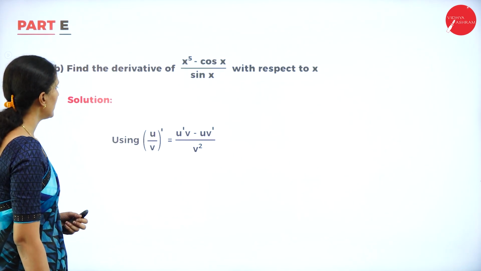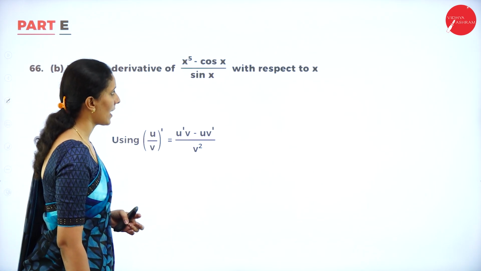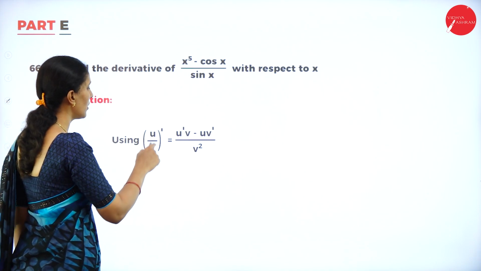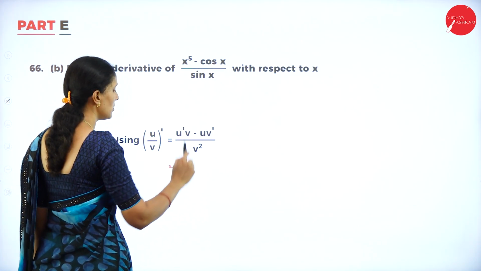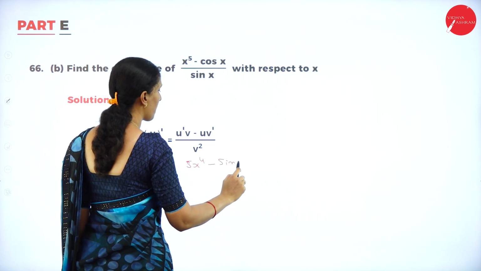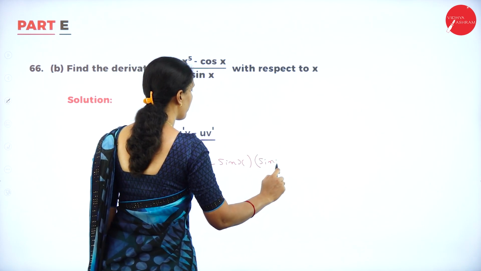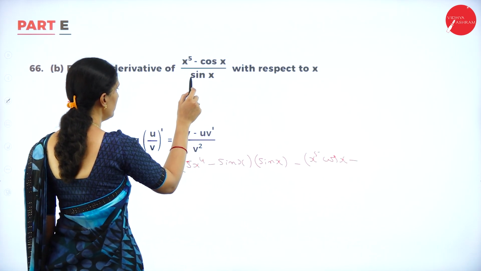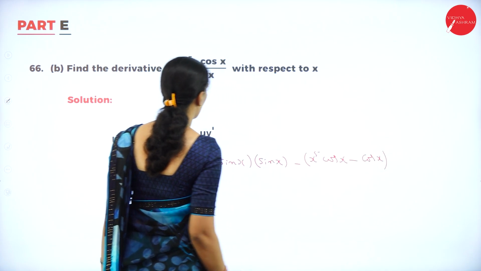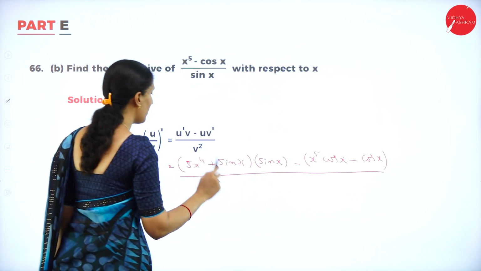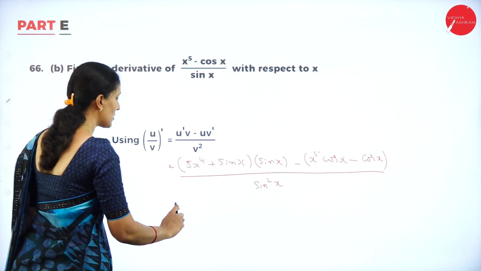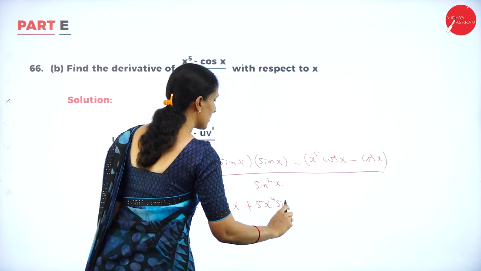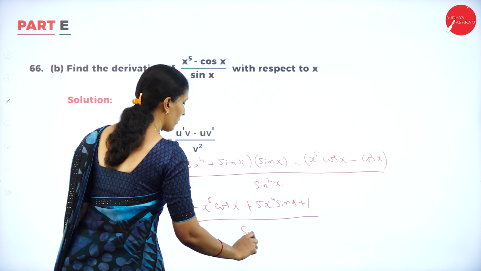And the sub question here is find the derivative of x power 5 minus cos x by sin x with respect to x. So we are supposed to use the quotient rule here because this is in the u by v form. So using this, u by v dash, u dash means derivative of first function, that is 5x power 4 minus sin x, into v, which is nothing but sin x here, minus u, which is nothing but x power 5 cos x, and v dash is nothing but derivative of sine, that is cos x. So here it is plus, divided by v square, which is sine square x. So solving this, we will get the answer as minus x power 5 cos x plus 5x power 4 sin x plus 1 divided by sine square x.